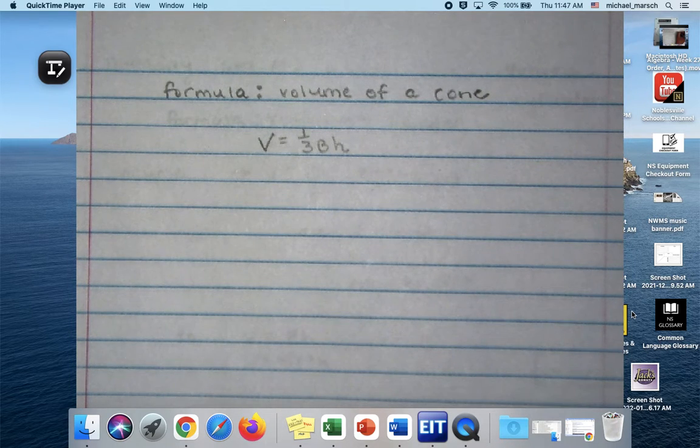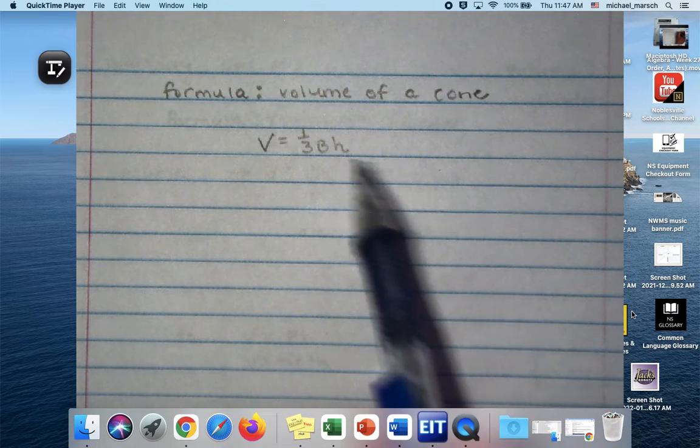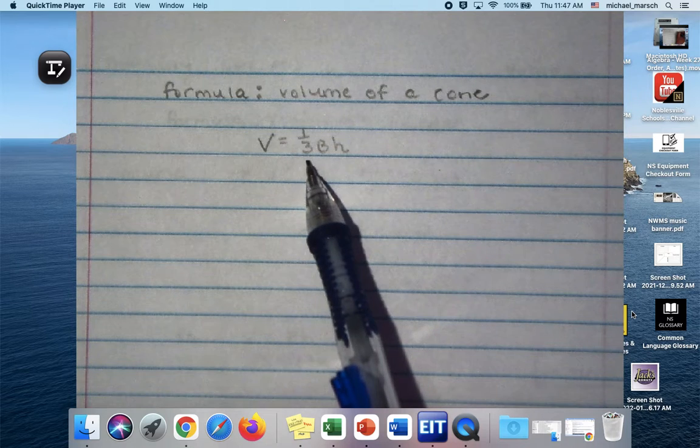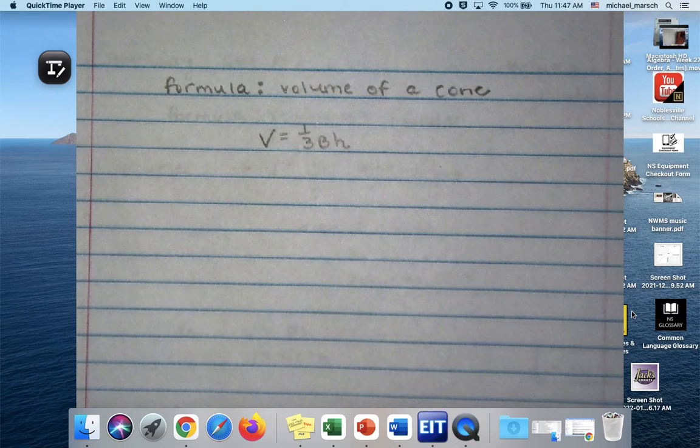All right, so the difference here is that we now have this whole 1/3 situation because a cone is a third of a cylinder. If you put 2 cones going upward and one upside down, they would make a cylinder. I know it seems strange, but a cylinder can be broken into 3 cones. It's actually mathematically accurate.